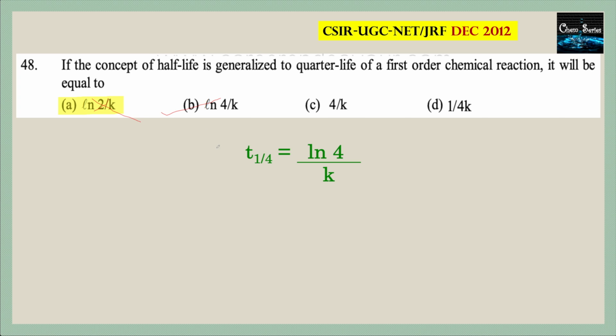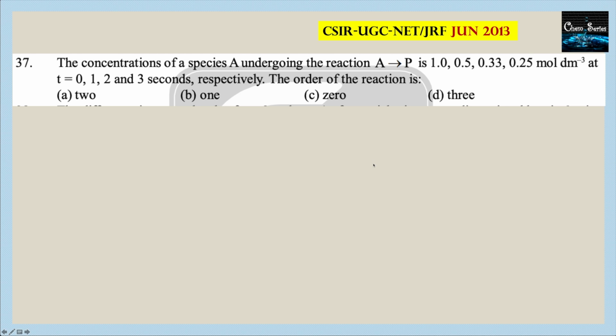This is not. The correct option is option B. ln 4 by K. Is it clear? Okay, now we will go to the next problem. It is taken from CSIR June 2013.